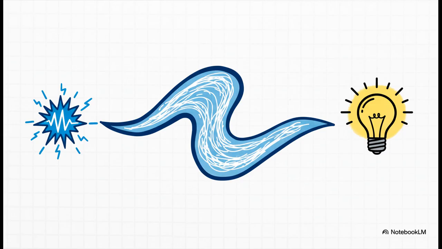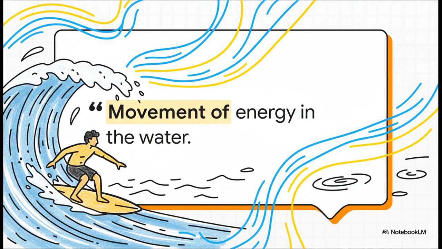It's a way for energy to get from point A to point B, usually without moving the actual stuff in between. And this quote from a surfer just nails it perfectly. Think about it. A surfer isn't riding a block of water that came all the way from the middle of the ocean. Nope. The water itself is mostly just bobbing up and down. What they're really riding is the energy that's traveling through the water.